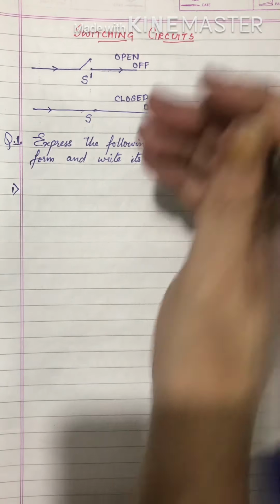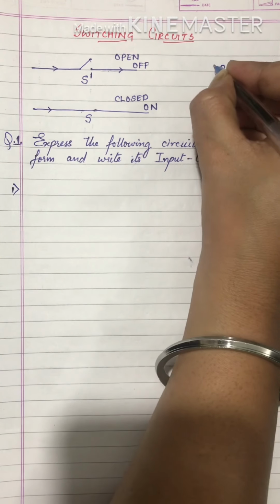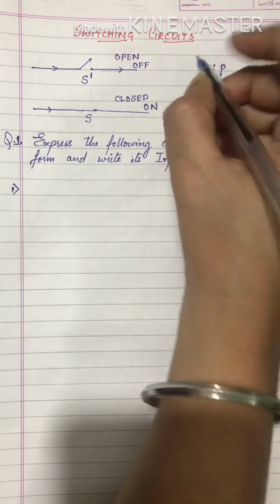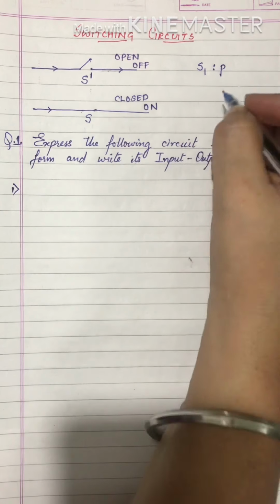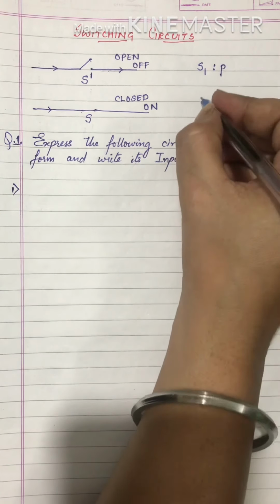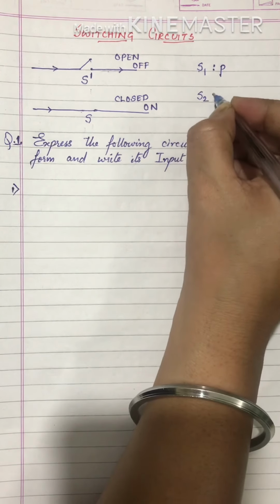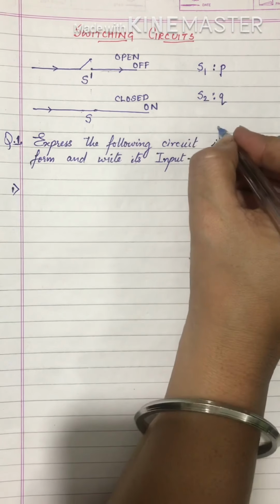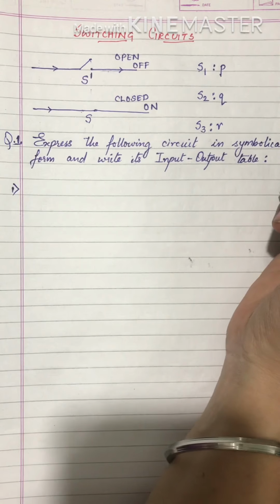In the logic lesson we denote statements by small letters, and we will declare the switches in this manner. Normally we will take it this way: P for statement for switch S1, Q for switch S2, and so on. P, Q, and then next, if given, you can take R for switch S3.